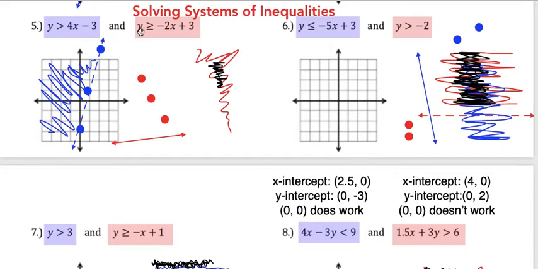Now we're going to go ahead and create the solution for y is greater than or equal to -2x plus 3. Again it's in slope-intercept form, so our y-intercept is +3 and our slope is -2/1. We're going to add some points to show that slope. And our line here is solid because it's greater than or equal to.